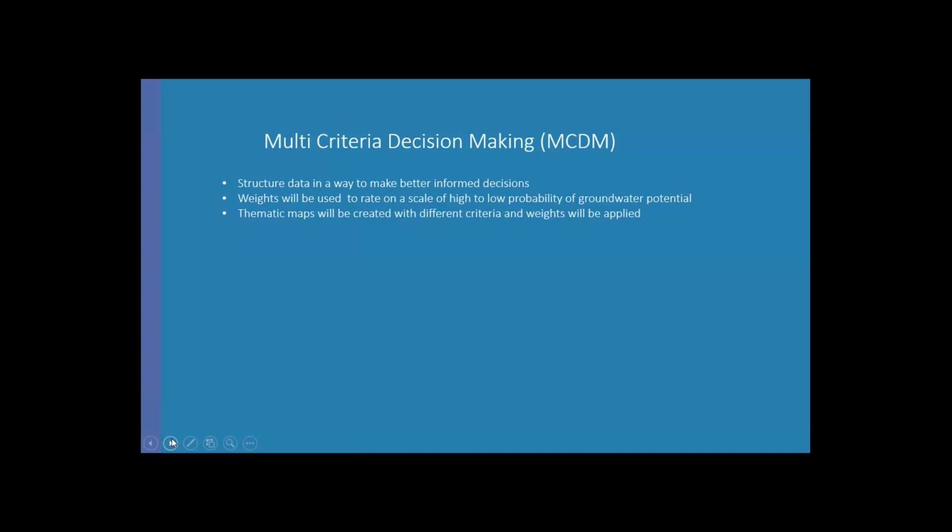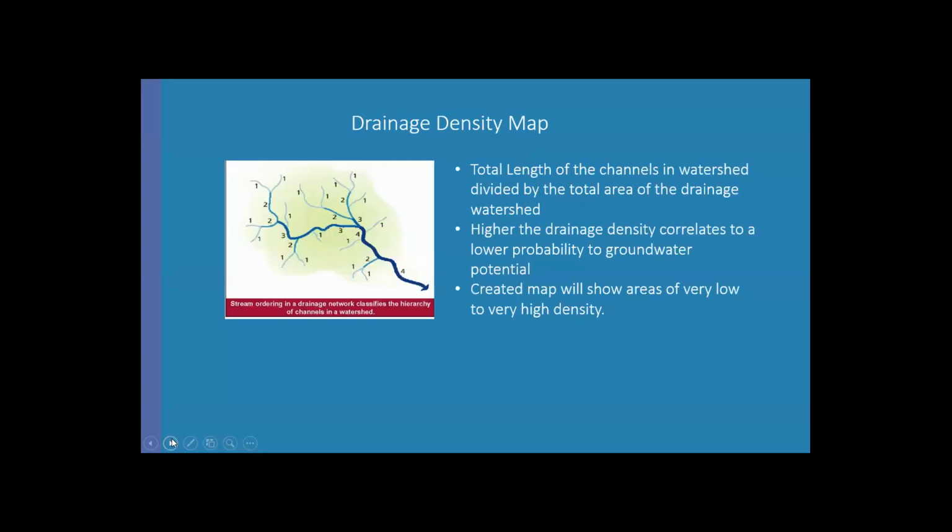With all the maps, I will reclass all maps from 1 to 5 as discussed. This will help later in the process when I create the final map. The next few slides will go over my thematic maps. The first map I will go over for my criteria will be drainage density.